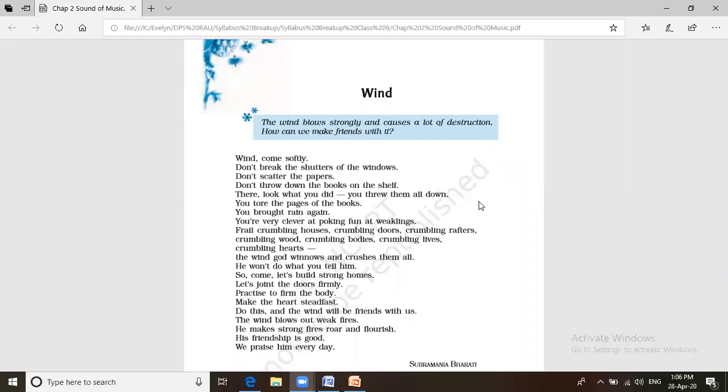Excuse me, I'm not able to hear you. Who is the poet? Your voice is cracking. Okay, who is the poet, beta? Look at where the arrow is. Look at the arrow. Who is the poet? Subramania Bharati.